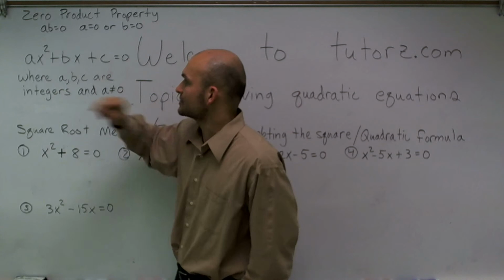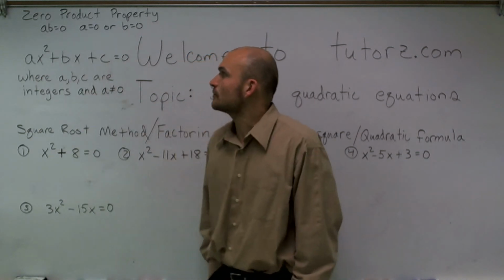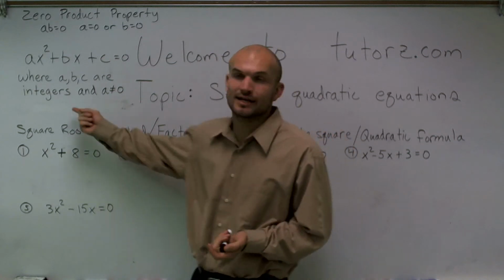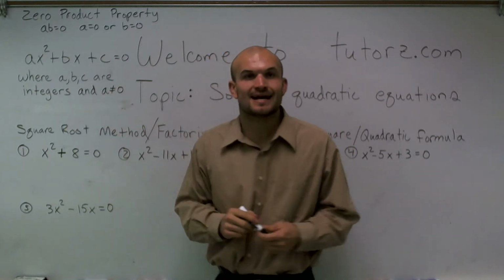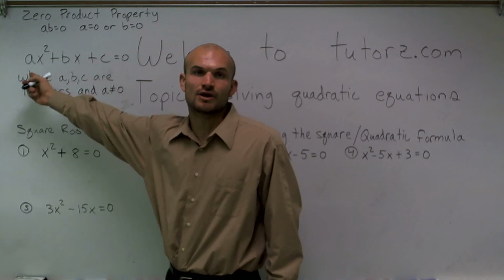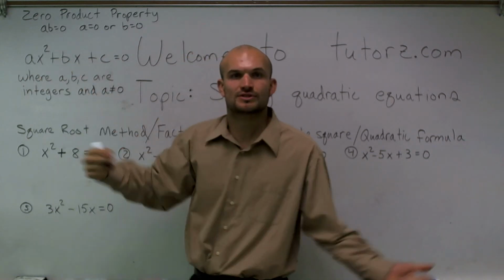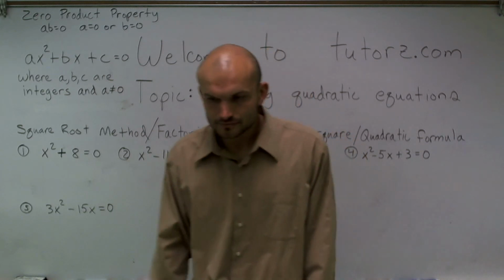A quadratic equation is in the form of ax squared plus bx plus c, where a, b, and c are integers, real numbers, and a cannot equal 0. If a equaled 0, we wouldn't have an x squared term, and therefore we'd be left with bx plus c, which is just like a linear equation.